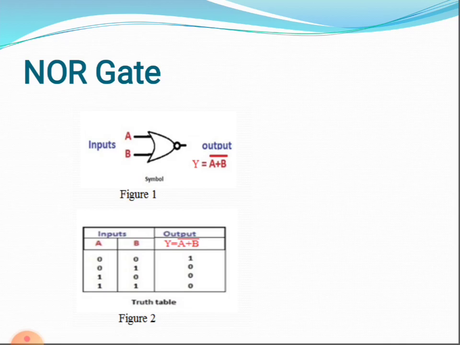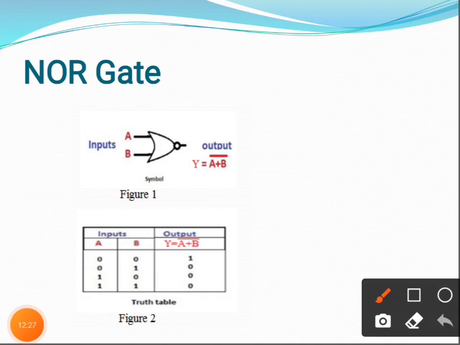When we pass input A is equal to 0 and B is equal to 0, then output will be 1. Let us consider the second condition. When we pass A is equal to 0 and B is equal to 1, then output will be 0. Then third condition. When we pass A is equal to 1 and B is equal to 0, then output will be 0. When we pass the last condition, when we give A is equal to 1 and B is equal to 1, then output will be 0.